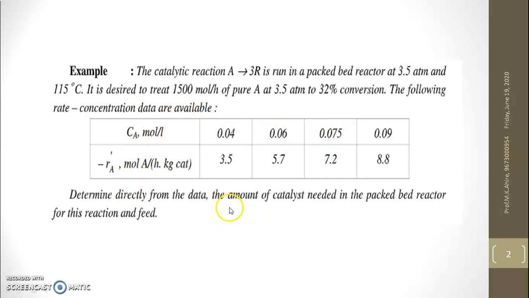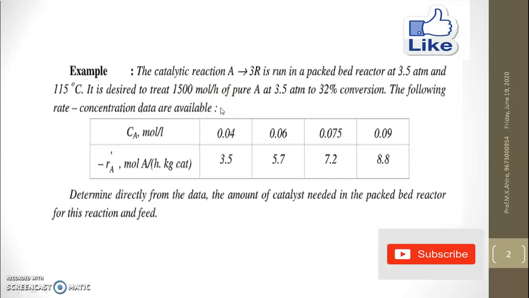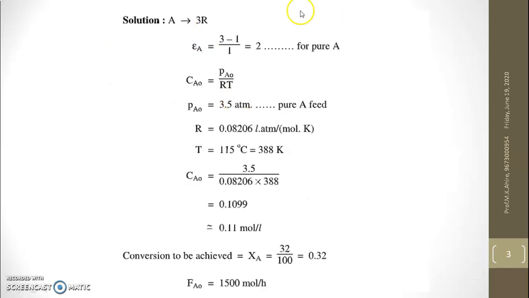What we have to find? We have to find the amount of catalyst needed in the packed bed reactor for this reaction and for this feed. Now the reaction is A giving 3R, which means it is an expansion kind of problem, where the volume of the product will be more than the reactant.